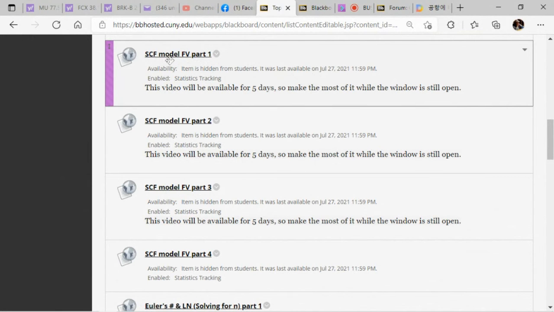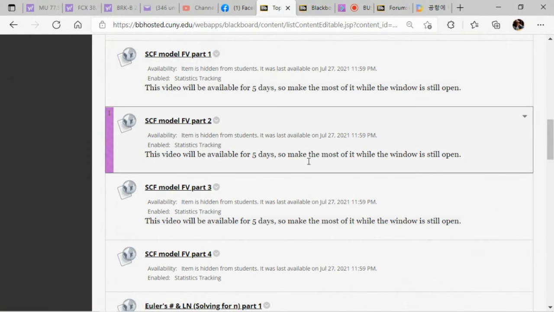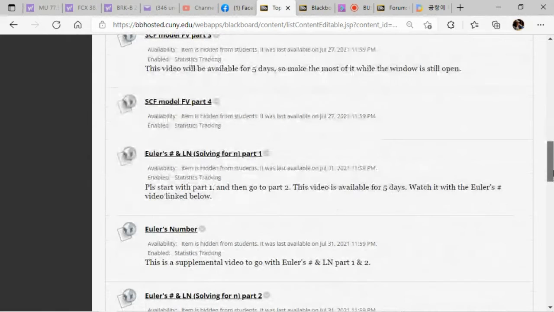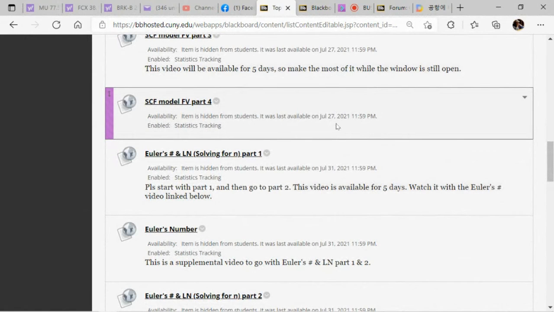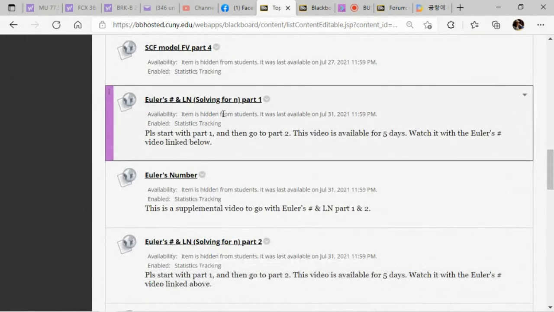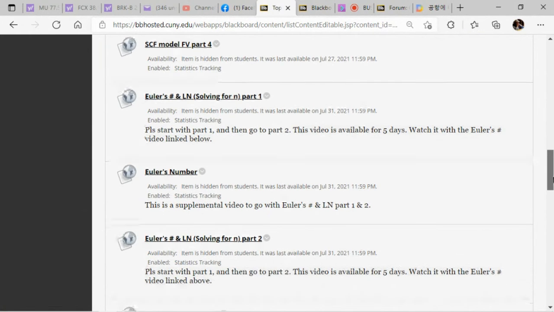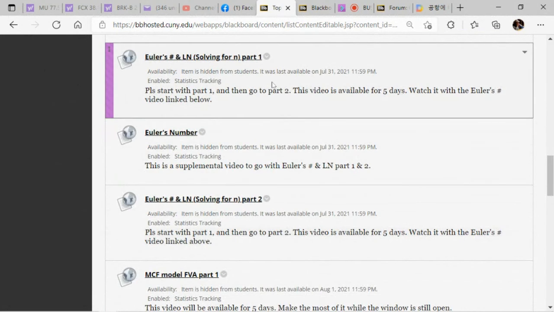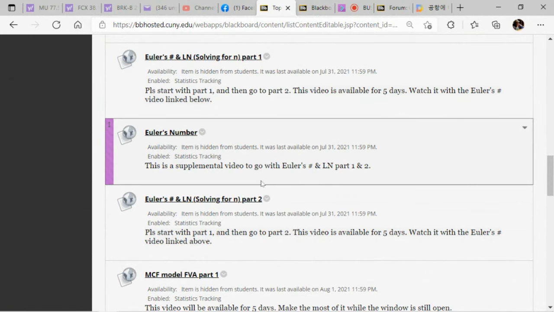These single cash flow model, future value, part 1, part 2, part 3. They were last available on July 27th. That means they were visible from July 22nd, and you should have watched them by July 27th. And this was last available on July 31st. That means from July 23rd, July 26th, they were available.